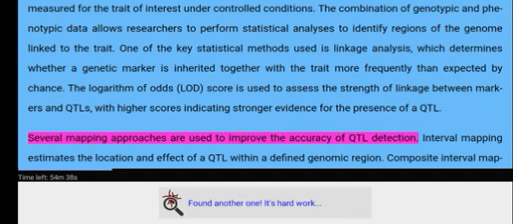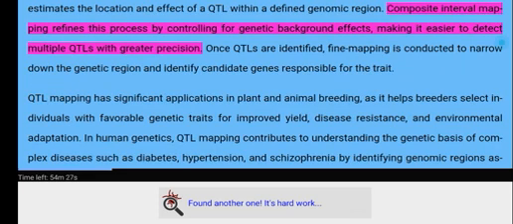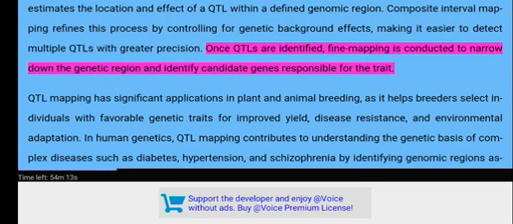Several mapping approaches are used to improve the accuracy of QTL detection. Interval mapping estimates the location and effect of a QTL within a defined genomic region. Composite interval mapping refines this process by controlling for genetic background effects, making it easier to detect multiple QTLs with greater precision. Once QTLs are identified, fine mapping is conducted to narrow down the genetic region and identify candidate genes responsible for the trait.